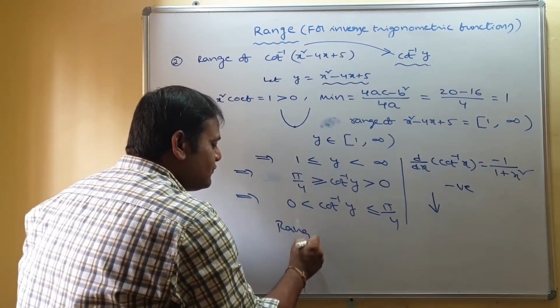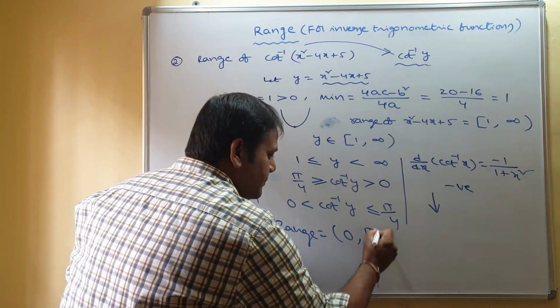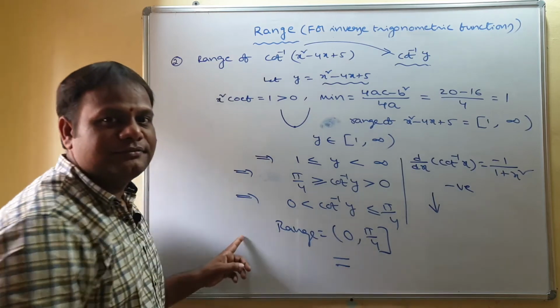What is the range of this function? Open interval 0, closed interval pi by 4. Is it clear?